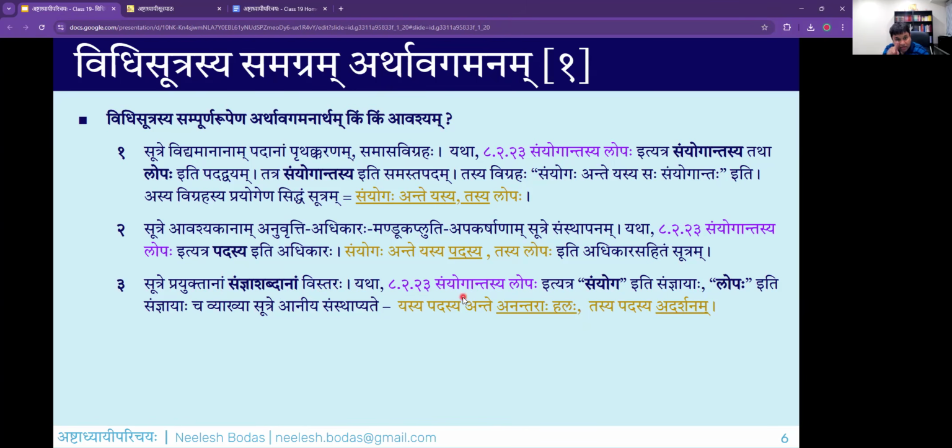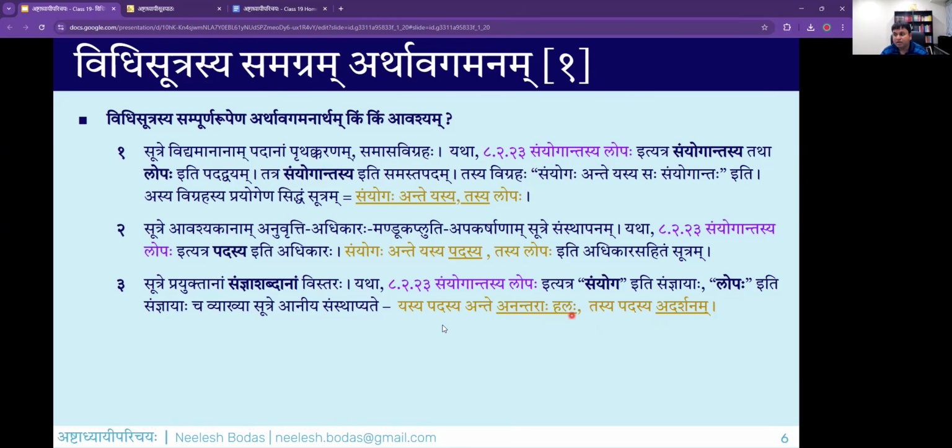Sanyoga is halonantaraha sanyogaha. We are going to learn this sutram in detail. We have mentioned it in one of the previous classes. And similarly, lopaha is adarshanam. So you take that halonantaraha sanyogaha, you repeat the same exercise recursively. So halonantaraha is broken down into halaha and anantaraha. And you use those terms anantaraha and halaha. And for lopaha, you use the term adarshanam because that's the meaning of the word lopaha.